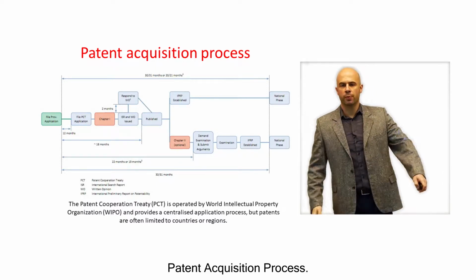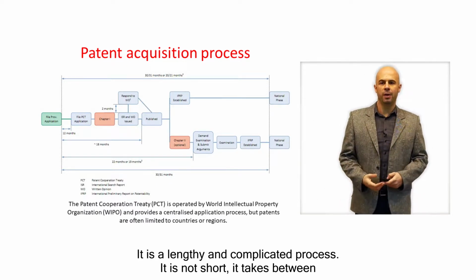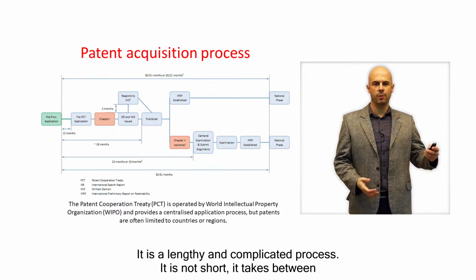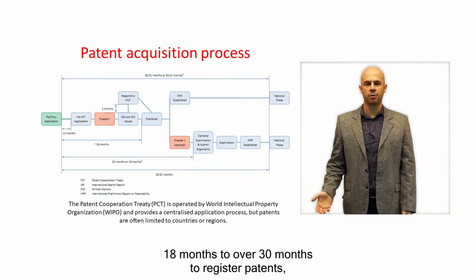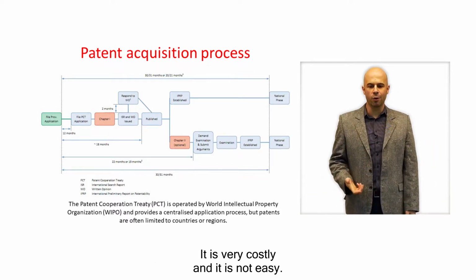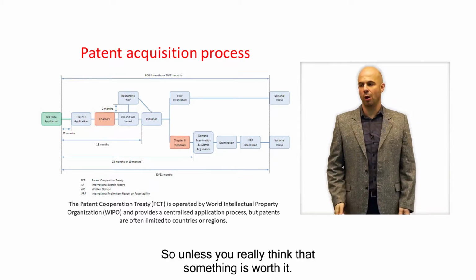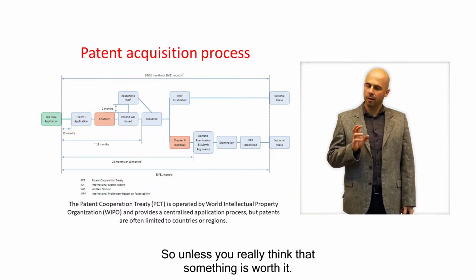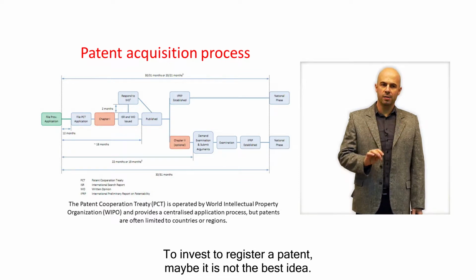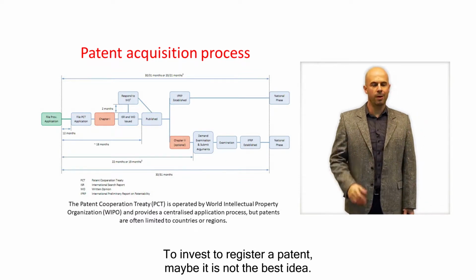Patent acquisition process. It is a lengthy and complicated process. It is not short. It takes between 18 months to over 30 months to register a patent. It is very costly and it is not easy. So unless you really think that something is worthy to invest to register a patent, maybe it's not the best idea.